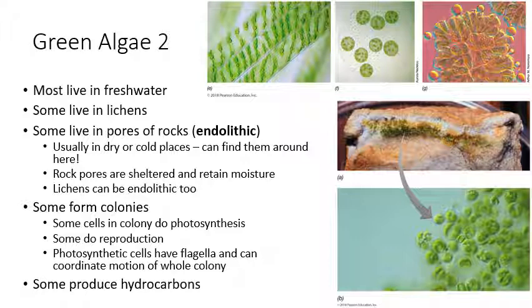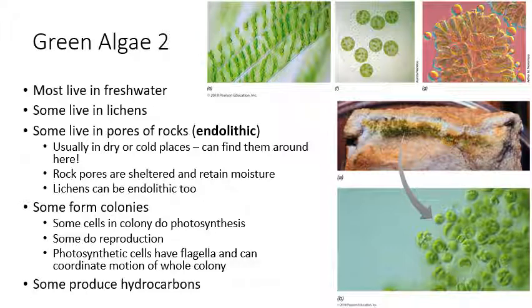And some green algae will form colonies where you have specialization, and some of the cells are doing photosynthesis in the colony, and other cells are just doing reproduction. For the ones that are doing photosynthesis, they would have flagella on them, and they are able to move together, so they beat their flagella simultaneously, in synchrony with each other, and that way the whole colony can move as a single unit.